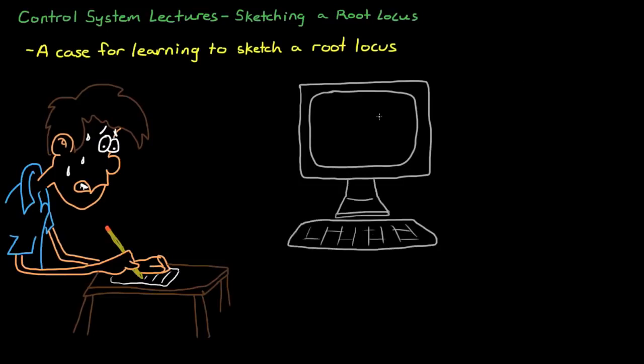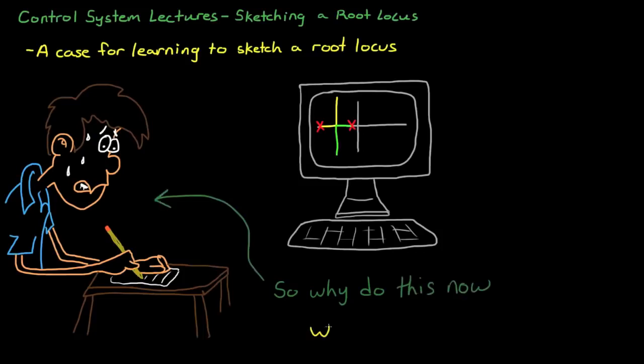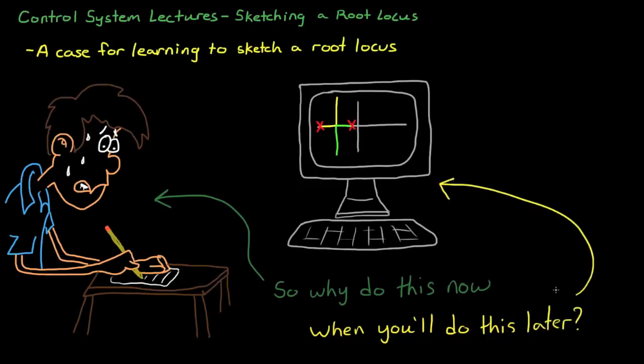It's true, though, that most of the time you're going to be using a computer program to plot the root locus. And even then you don't have to calculate the gain at any given point, because in a program like Matlab, all that you have to do is click on the area of the locus where you want the roots, and it'll tell you the gain. So why are we worrying about learning how to draw a root locus by hand now, when in the future we're just going to be drawing root locus on a computer?